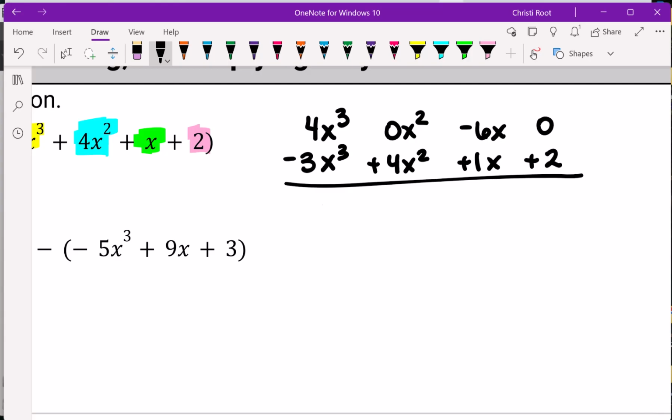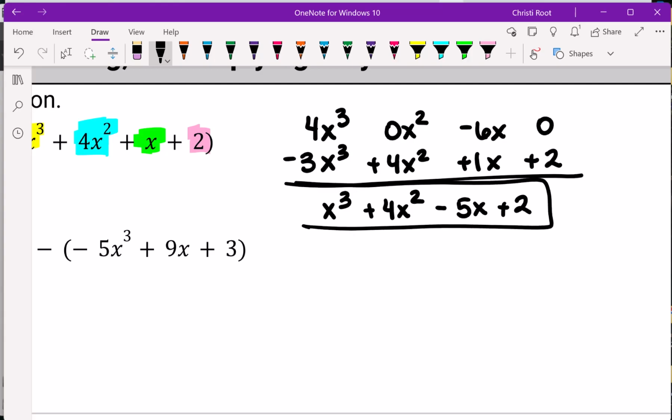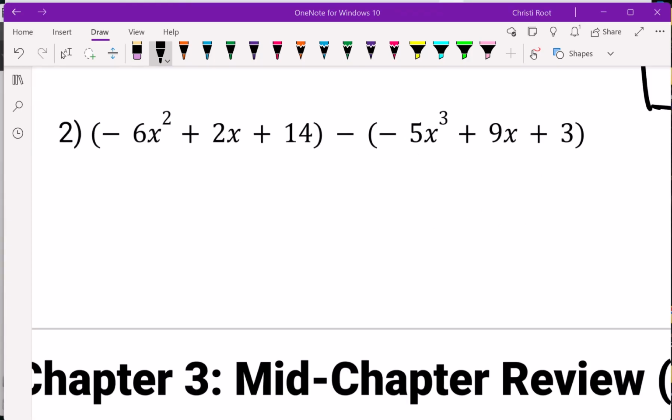So this is 1x to the third. You don't need the 1. And then that'll be 4x squared minus 5x plus 2. So if you're adding, simply just combine your like terms, add the coefficients. Your exponents don't change. You're not changing the shape of anything. So easy peasy.